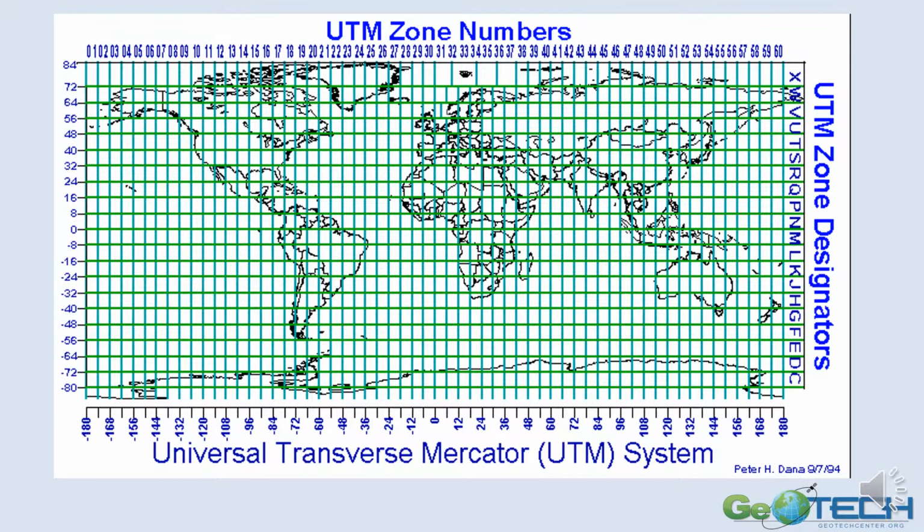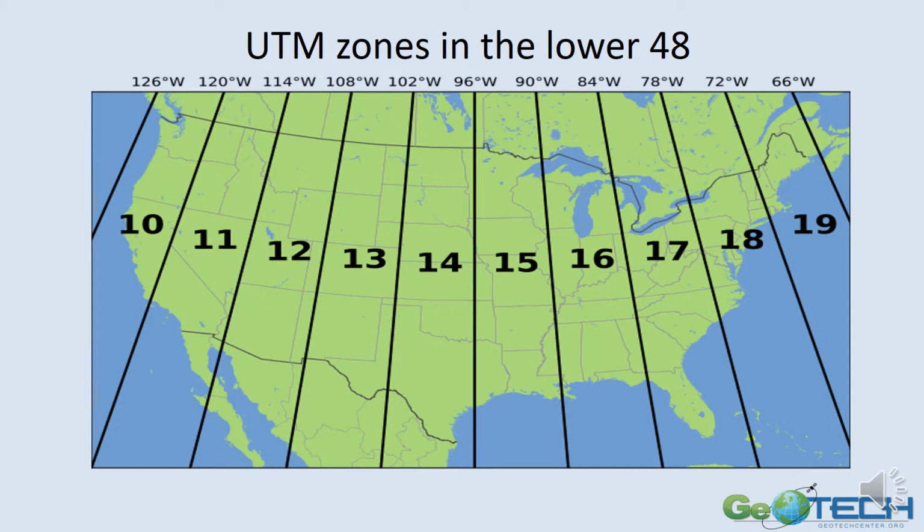This is showing how that grid is cylindrically around the Earth. If you'll notice, it starts at 180 degrees and starts out at 0 and progresses around to 180 degrees. This is looking at the US, and you can see the zone numbers 10, 11, 12, 13, 14, 15, 16, 17, 18, 19, progressing from west to east every 6 degrees.